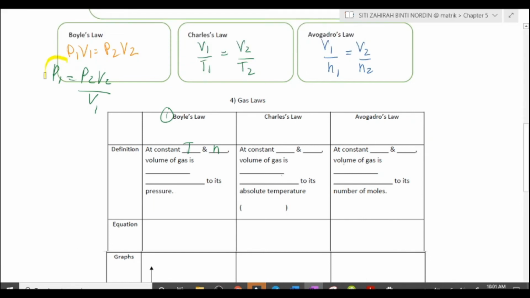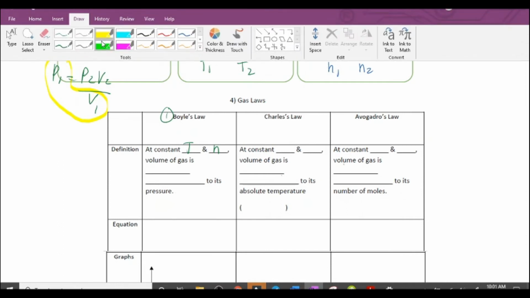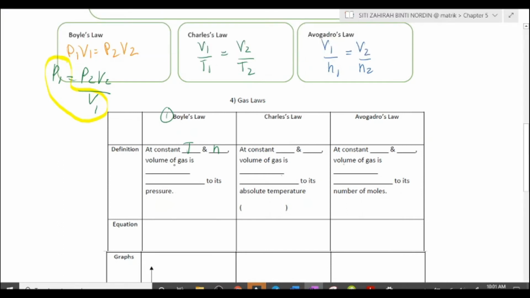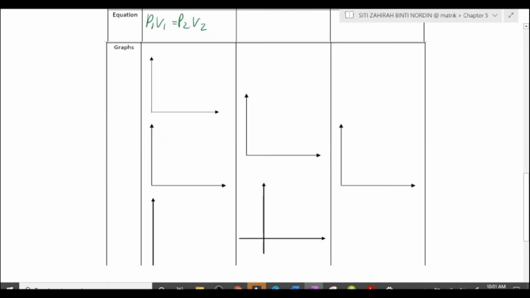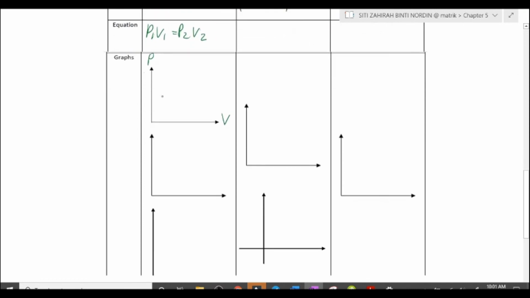Alright, so the relationship between P1 and V1 would be inversely proportional. So the volume of gas is inversely proportional to its pressure. Right, so the equation would be P1V1 equal to P2V2. It has three graphs. The first one is pressure versus volume. The relationship is inversely proportional, so draw your graph like this.